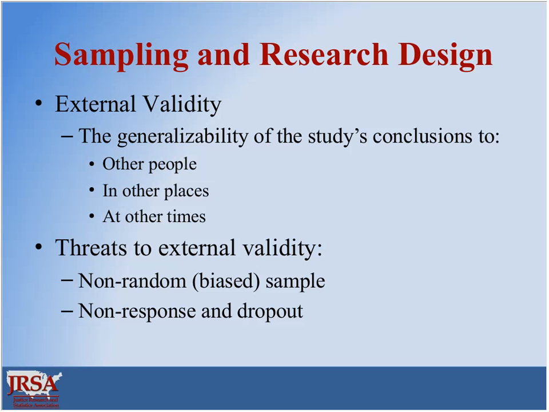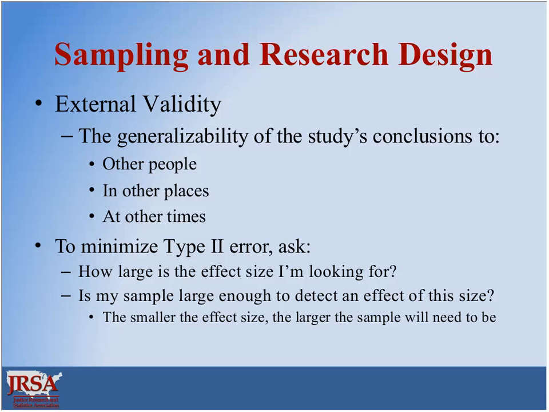Campbell and Stanley also talk about threats to external validity, including having a non-random sample, which, as Aaron mentioned, is produced by several of those methods and can result in a biased sample. Also, however, non-response, so whatever instrument you're using, people's failure to respond, and also dropout. As your study goes on, folks dropping out of your sample, particularly in a non-random fashion.